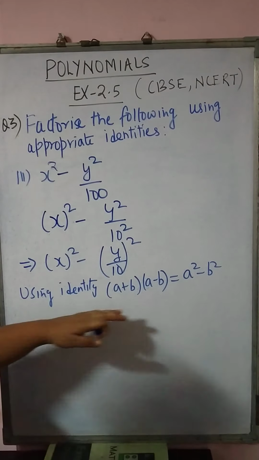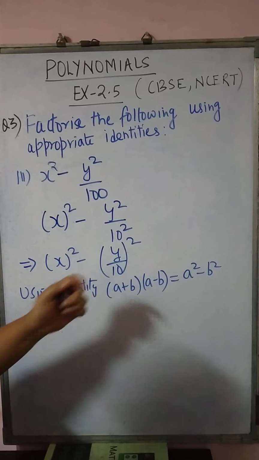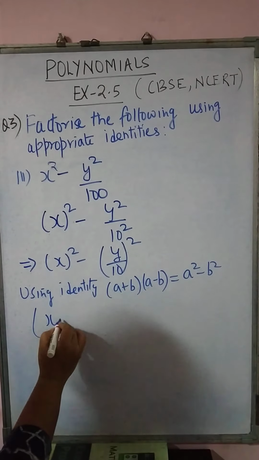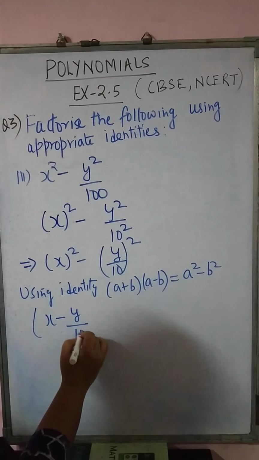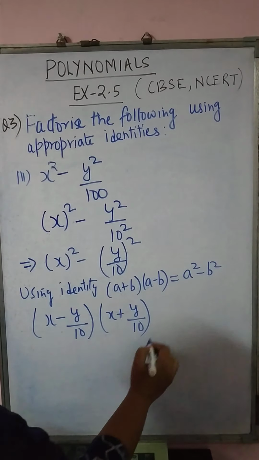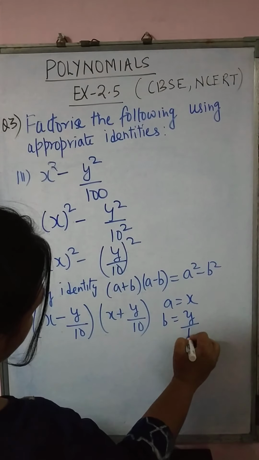Can I say that using this identity, this is in the form of a square minus b square. So what is a square minus b square? It is a minus b into a plus b. So a is x and b is y by 10.